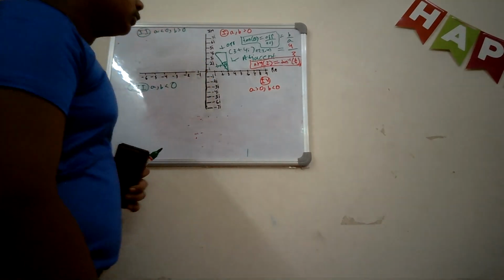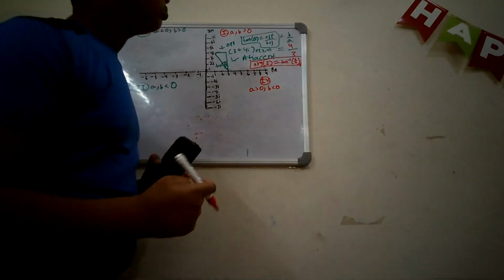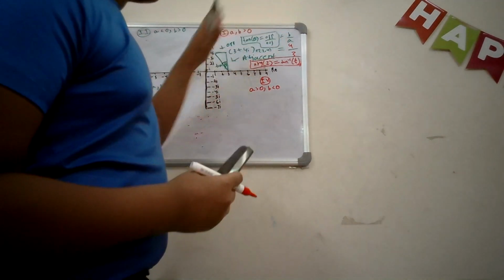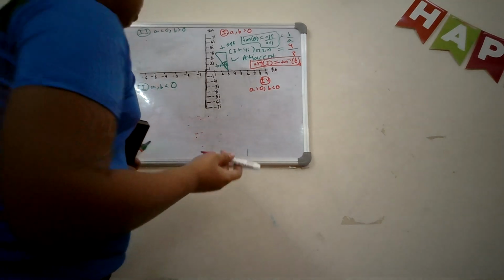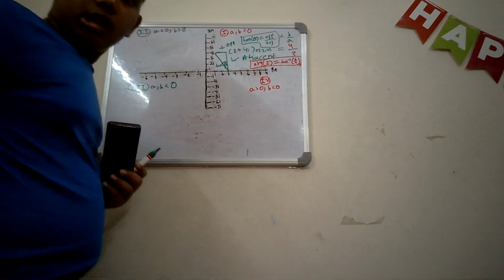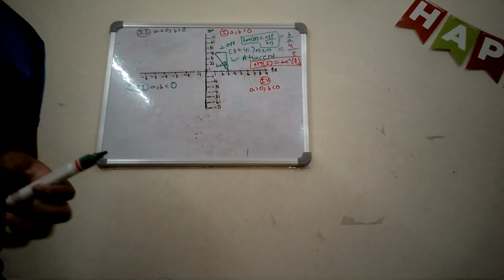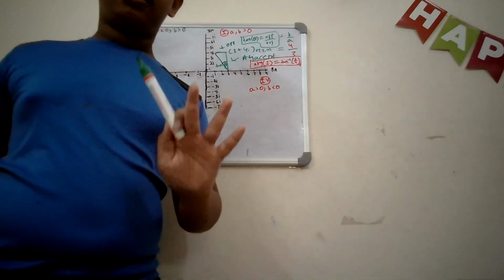Understood? I hope everything's clear till now. So now that we finished this part, let's move on to the next quadrant, quadrant 2. For this, I'm going to use a green marker, because the argument is different, and I'm going to explain why.